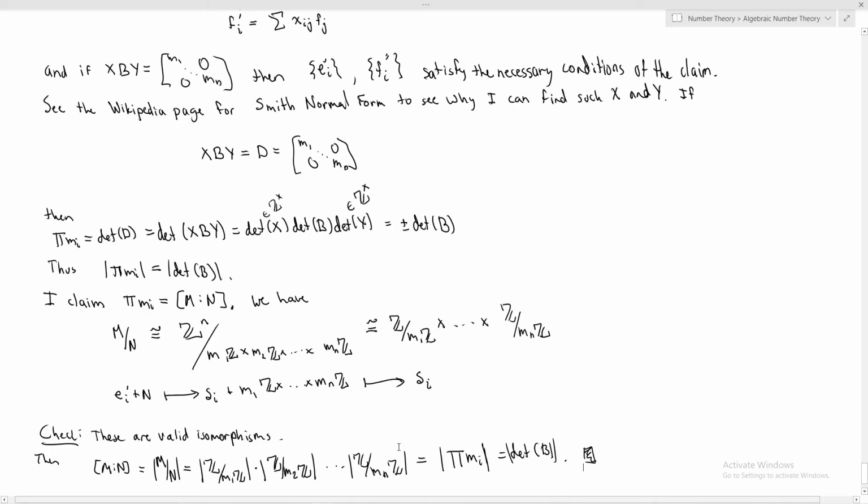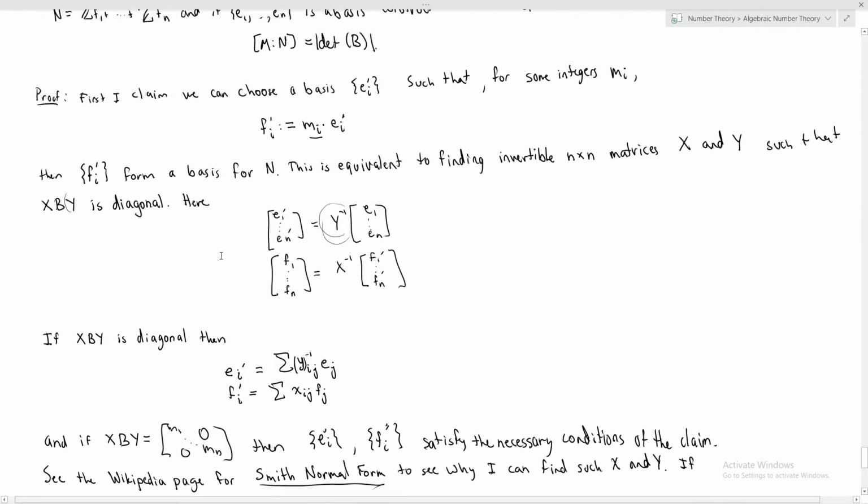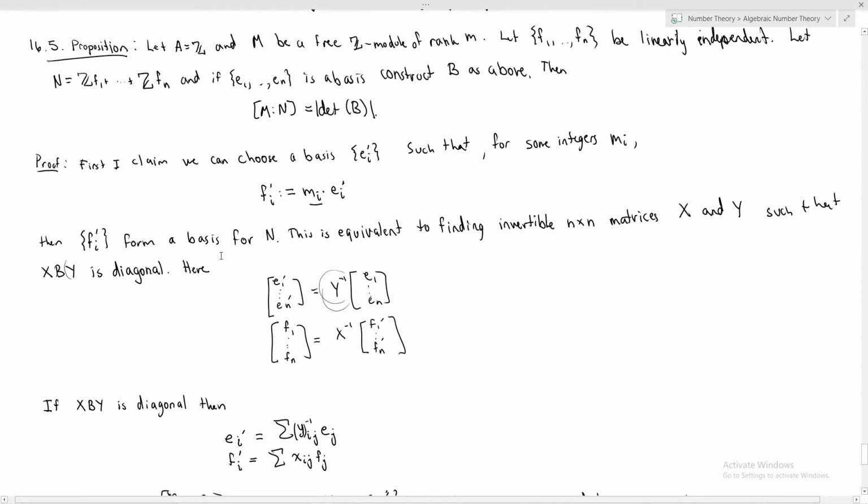Okay, so the key here, there are a couple ways to look at it. One way to say it is we basically chose good bases for M and N. The key reason we could do this was the Smith normal form, or the structure theorem for finitely generated modules over a principal ideal domain. This will end up being useful when it comes time to decide whether a collection of elements is a basis or not.